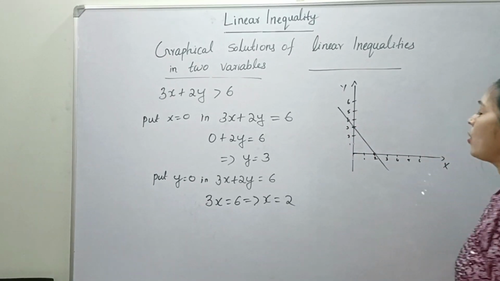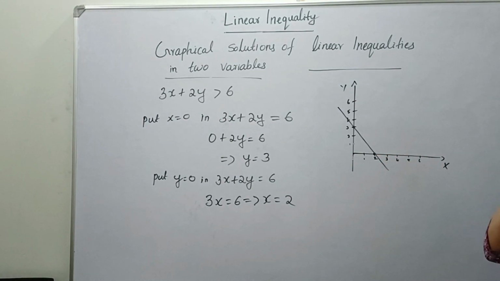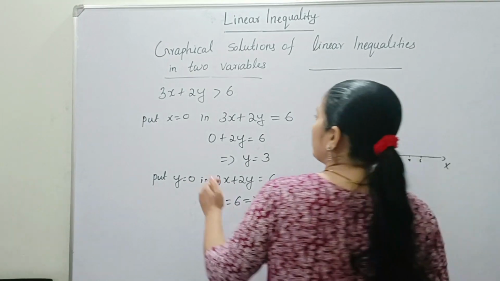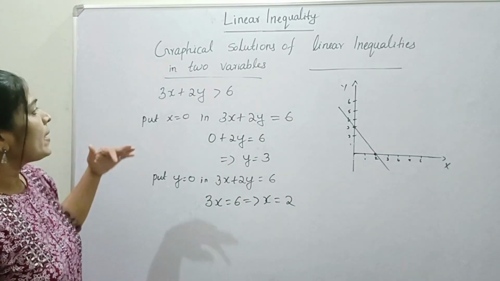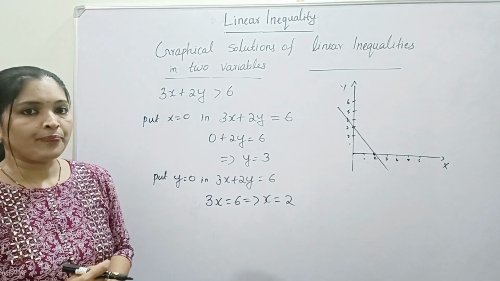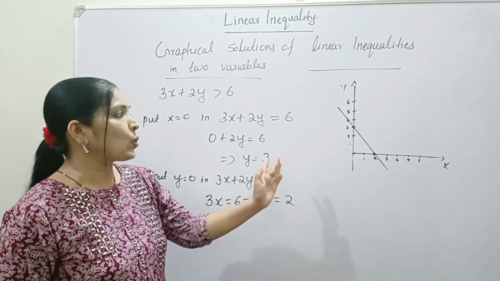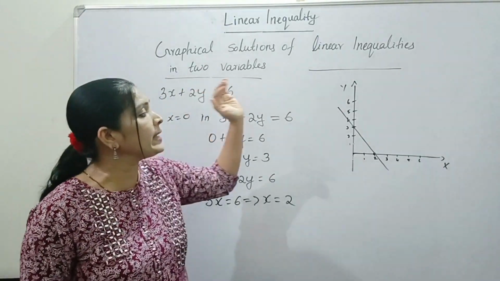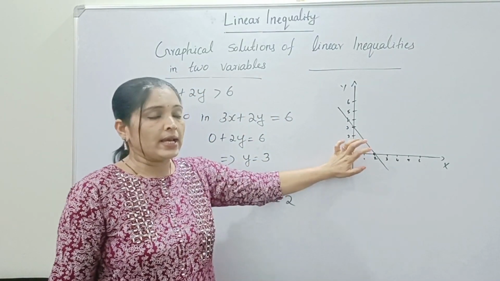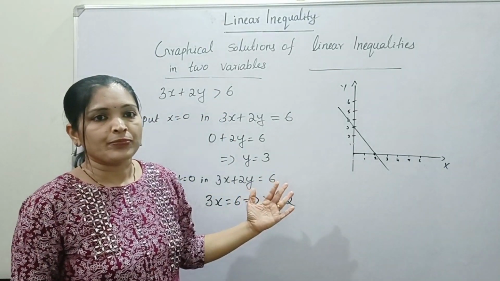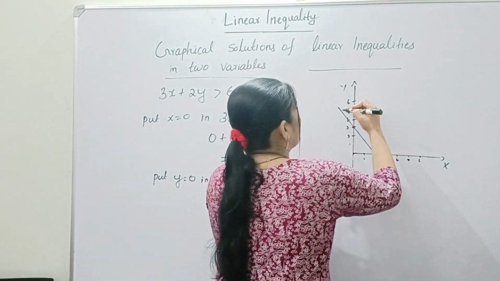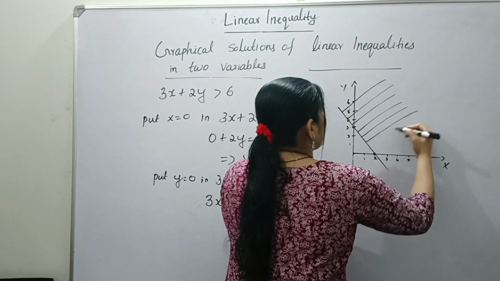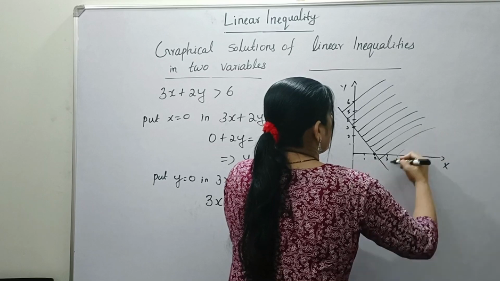See here, we have got this graph, and now look at this inequality. Our inequality is 3x plus 2y greater than 6. This is the graph of 3x plus 2y equal to 6, isn't it? It is greater than 6, so our solution will be here. Our solution will be here. It is the feasible region.